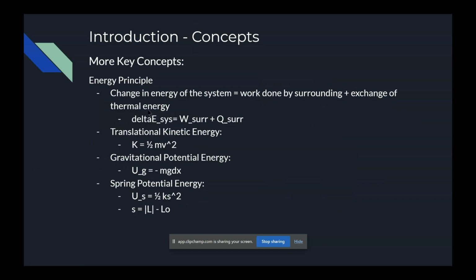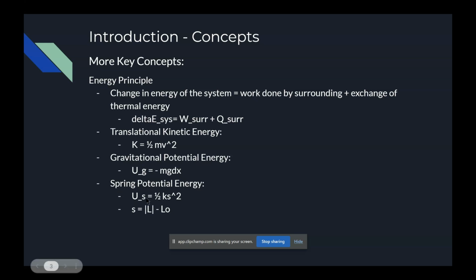Also, the change in energy of the system equals the work done by the surroundings plus the exchange in thermal energy with the surroundings, which you can see here. We will be incorporating that. Basically, inside of that total energy of the system, you've got the kinetic energy. Translational just means that if objects hit each other or interact, then it changes. Basically, it's 1/2 mv squared, with v being the speed. Gravitational potential energy is minus, because it's down: mass, acceleration due to gravity, and basically the height.